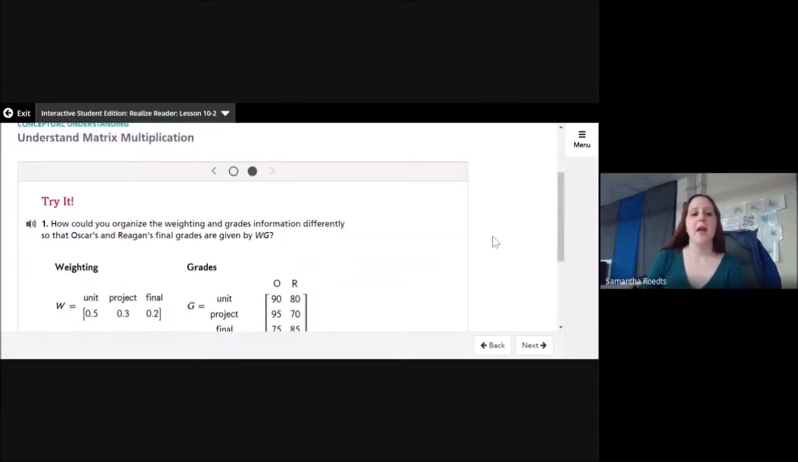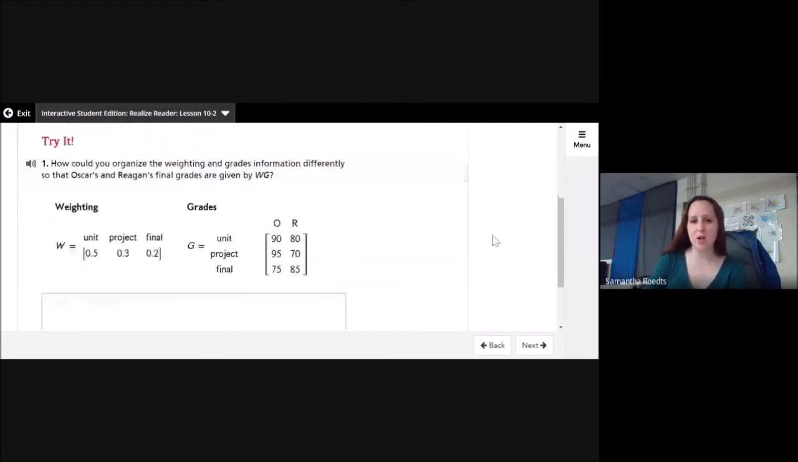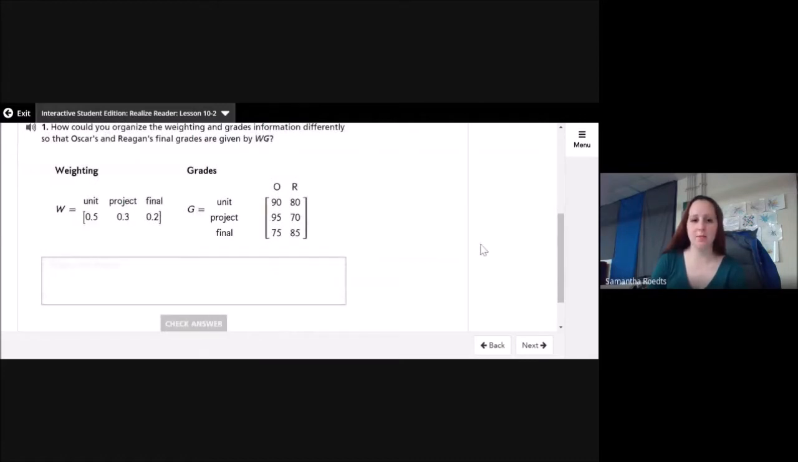All right, let's try it. How could you organize the weighting and grades information differently so that Oscar's and Reagan's final grades are given by WG? So what I could do is I could write this. Right now it's a 1 by 3. I could actually write it as a 3-column, 2-row matrix and write W as a 1-column, 3-row matrix. So I could write this.